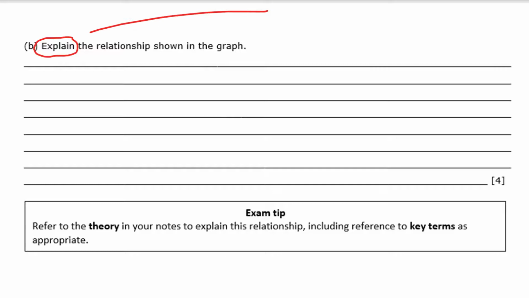If describe is what? Explain is why. Why is the relationship the way that it is? Why does river width increase as you move downstream? Explain the relationship. Again, 4 marks for this. We're looking for some detail here. And this is your exam tip.